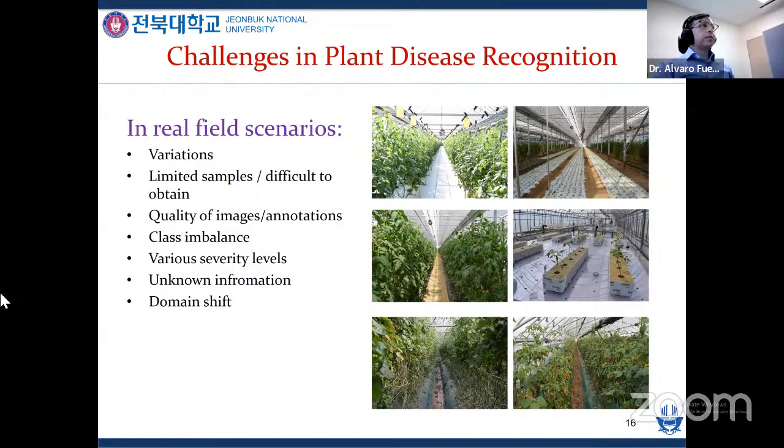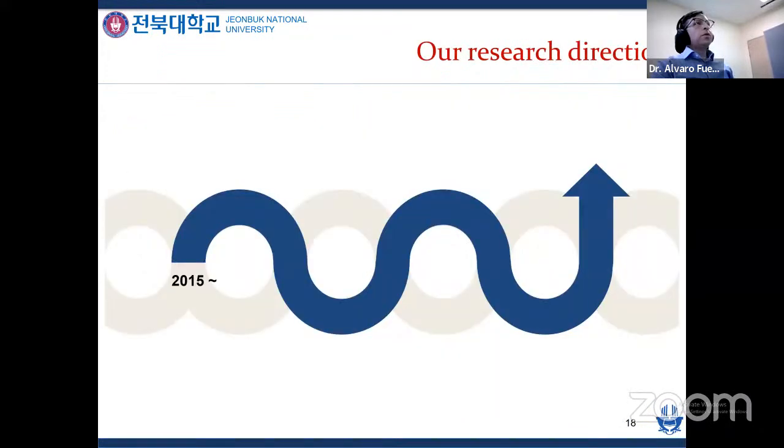And there is also something called domain shift, where the environment changes from farm to farm. So a system that is developed on one farm can hardly be applied to another farm because of those changes in the domain. So we got a lot of problems in that regard, and we started by analyzing a roadmap for our implementation.